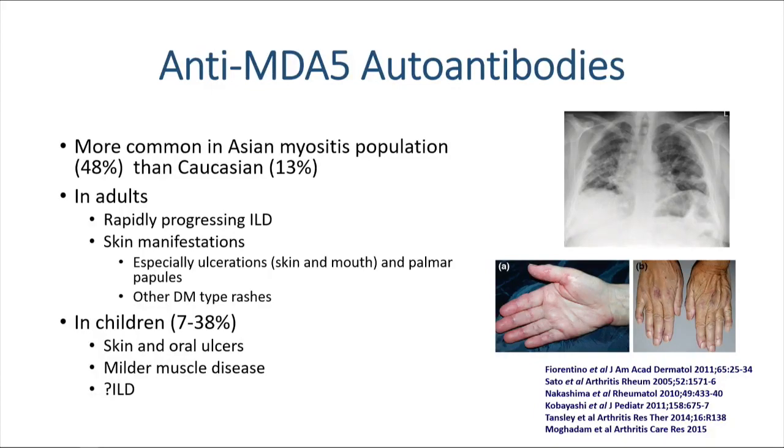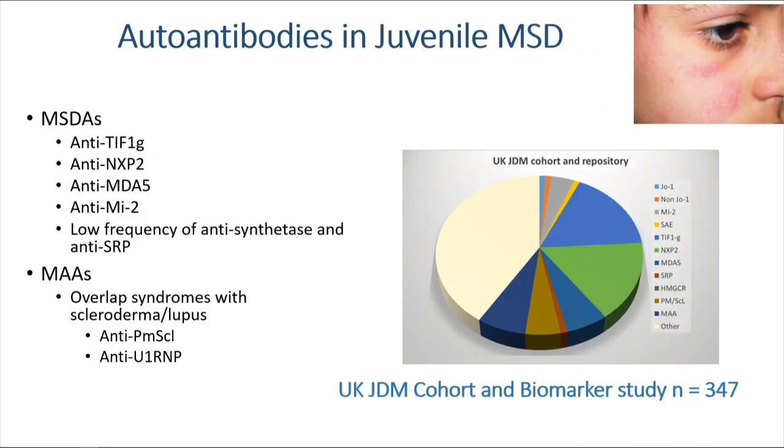So this group of antibodies has been more commonly reported in Eastern Asian populations and not so much in Caucasian populations, but we do have patients who present with this syndrome. Rapidly progressive interstitial lung disease, so the pulmonary physicians should know about this. And it's been well described now. They tend to have these ulcerations in the skin, sometimes in the mouth, illustrated in those pictures there. Also present in children, and children also have skin and oral ulcers, and they may also have a tendency towards interstitial lung disease. So a very important group of antibodies.